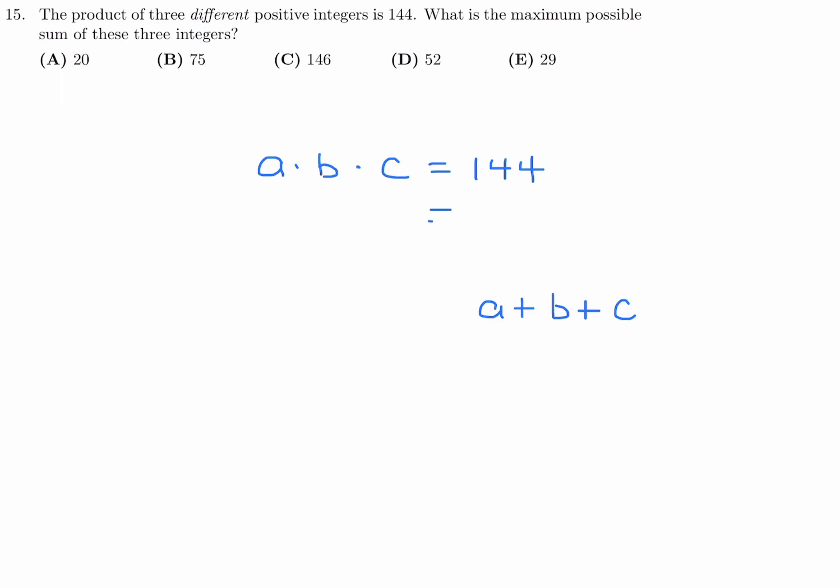So if you fiddle around with this, you can say 1 times 2 times 72. If that is our A, B, and C, that would mean A plus B plus C would be 1 plus 2 plus 72. And that is 75. And that is the maximum that you can possibly make those 3 different integers. So number 15, the answer is B.